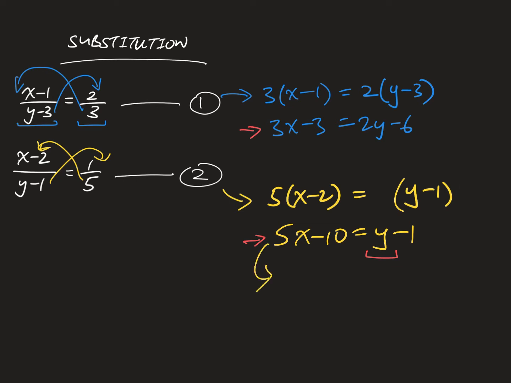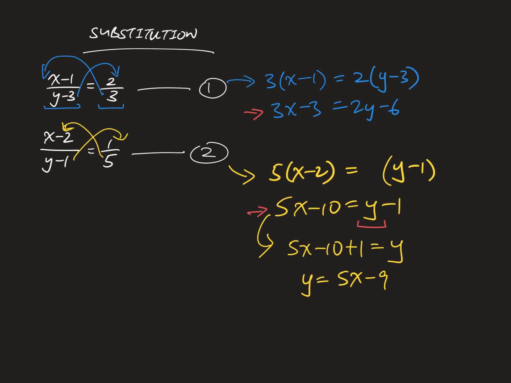So let's take this equation, 5x minus 10 equals y minus 1, and we want to make y the subject. So let's add 1 to both sides. That gives us y equals 5x minus 10 plus 1, which gives us negative 9. Done. So let's call this equation 4, and let's call this equation 3. So equation 3 came from equation 1, and equation 4 came from equation 2. So really we are solving for just equations 3 and 4, and that will be sufficient.